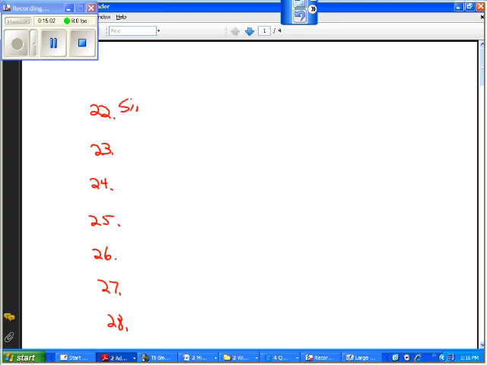We have sine, cosine, tangent, and then we have cosecant, secant, and cotangent. Did I do too many? Yep.